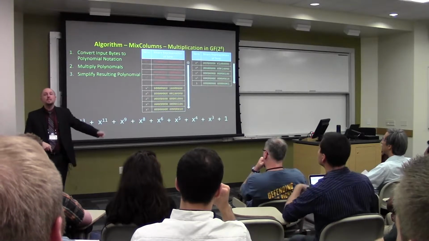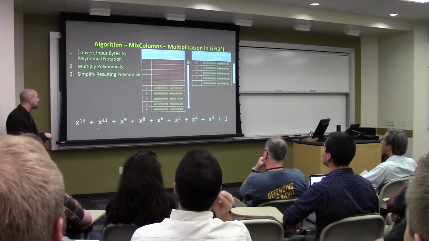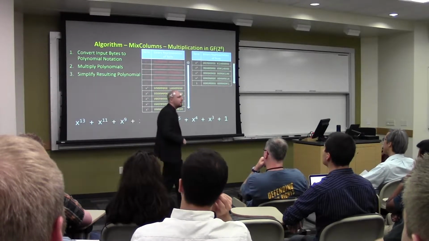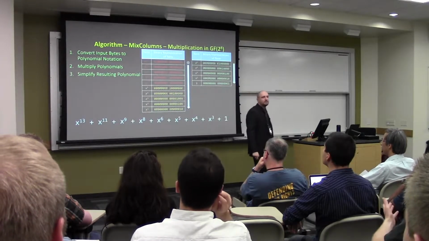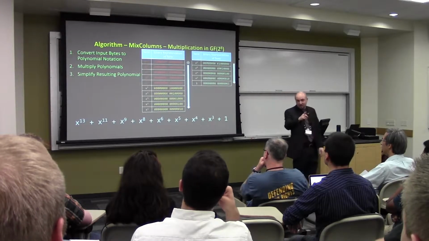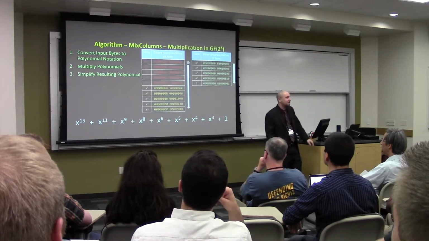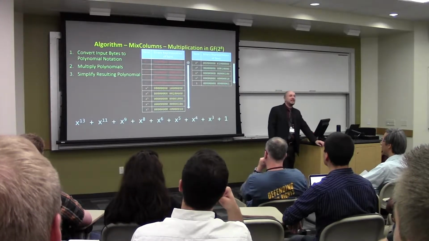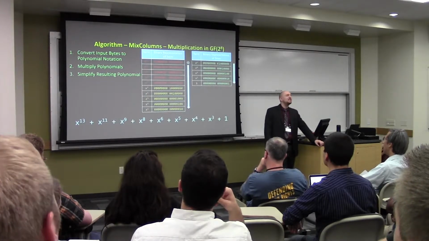When we do that, we end up with this polynomial in the end: x to the 13th plus x to the 11th plus x to the 9th, so on and so forth. Who sees a problem with this? It doesn't fit into a byte. Not only does it not fit into a byte, which is an excellent observation, it's not a member of our finite field. It's too large. This is going to get moduloed.